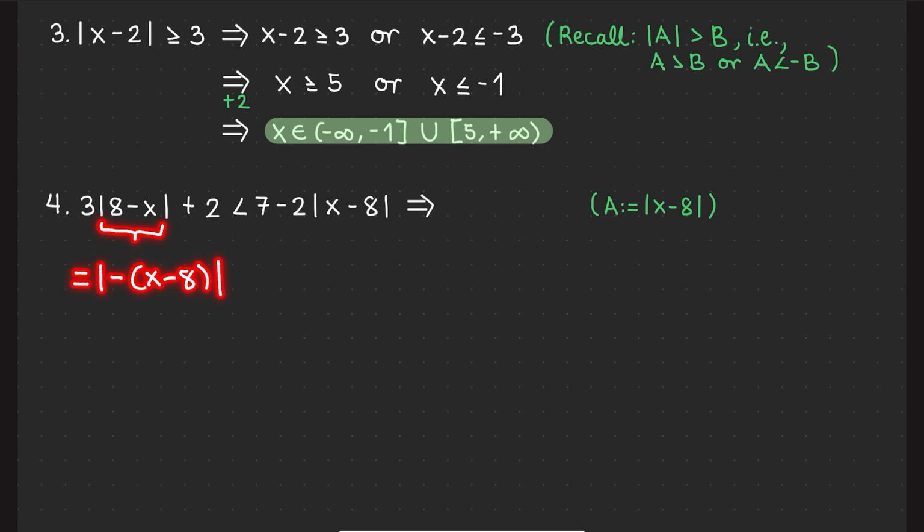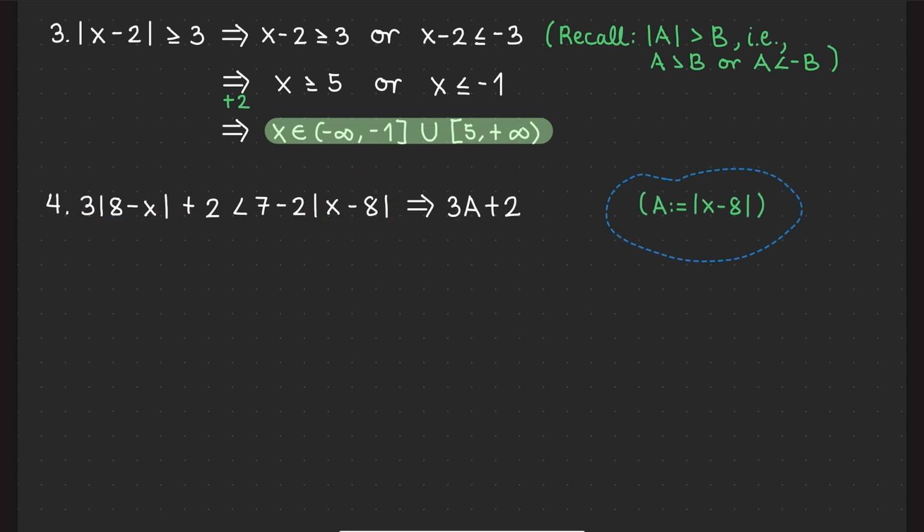Just recall that when you have a negative of something inside the absolute value, you can omit the negative part since it has no bearing on the value. Essentially, what I mean is these two things are just the same, so we treat them both as a. So we'll have here 3a plus 2 less than 7 minus 2a.